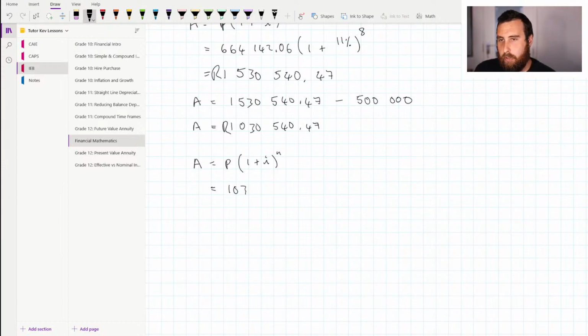So we take the 1,030,540.47, or your answer from your calculator. It's 473 if you're wondering. 1 plus our interest rate, 11%, to the power of 2. And that gives us a value of 1,269,728 Rand and 92 cents.